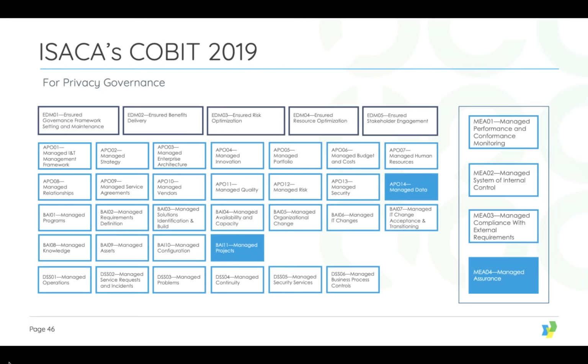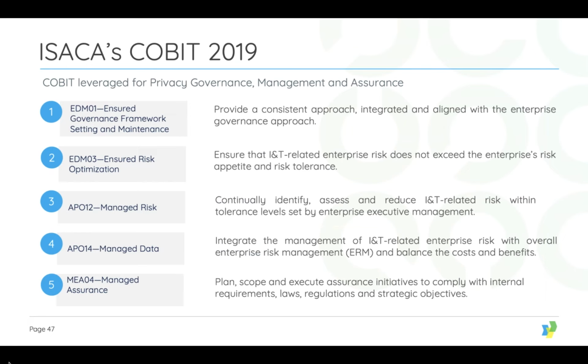You can use a framework which has managed projects, so you can use this for managing the privacy governance as a project itself. You can use the managed data, which is APO14. You can also use managed assurance for managing your compliance. So COBIT also can be adapted as a governance framework for managing your privacy governance itself, right? We talked about the several aspects within COBIT, which is the EDM01, which is ensured governance framework setting and maintenance, right? You provide a governance approach for your data. We ensure risk optimization. Then we talk of managed risks. We talk of managed data. We talk of managed assurance.